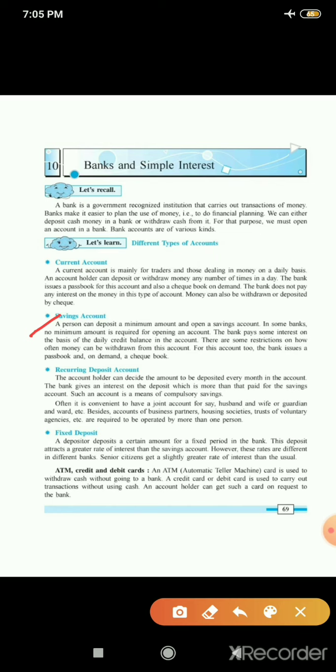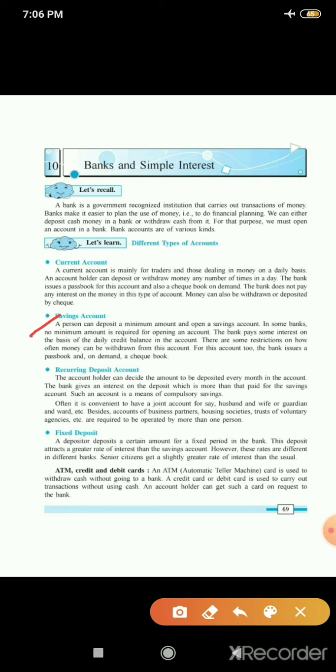The bank pays some interest on the basis of daily credit balance in the account. There are some restrictions on how often money can be withdrawn from this account. For this account too, the bank issues a passbook and, on demand, a checkbook.